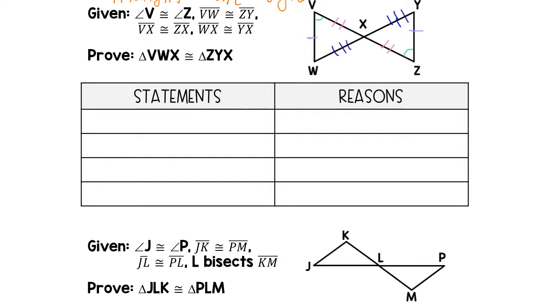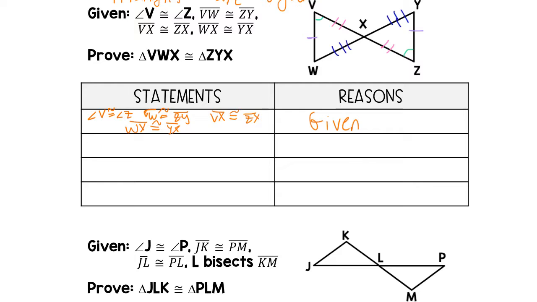Well, our first statement is always going to be what we're given. Angle V is congruent to angle Z. Segment VW is congruent to segment ZY. Segment VX is congruent to segment ZX. Segment WX is congruent to segment YX. And that is given.